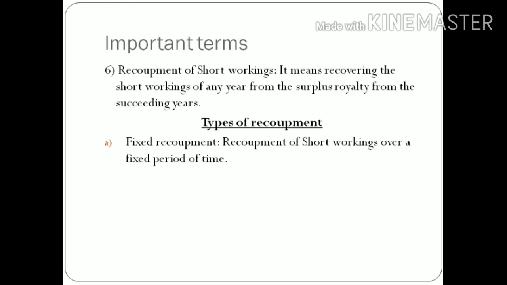That is, types of recoupment. The first one, fixed recoupment. Here, very important thing, what do you mean by this? In fixed recoupment, short workings will be recovered over a period of time. Here a fixed time frame will be given. For example, let us consider up to 5 years you can recover the short workings, or up to 3 years of the lease you can recover the short workings. Here the time limit will be fixed, so we call it fixed recoupment. If after that period any short workings arise, those will be considered as unrecovered. It will be a loss for the lessee.